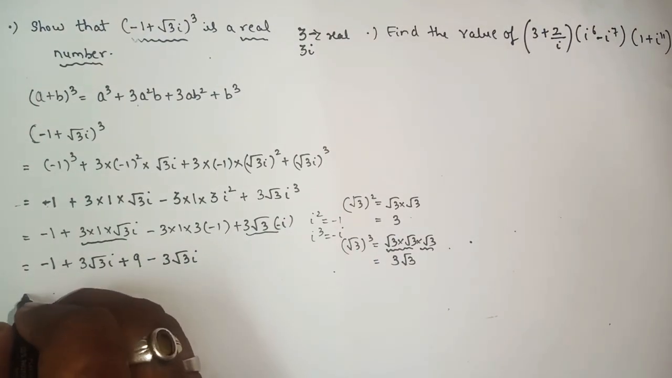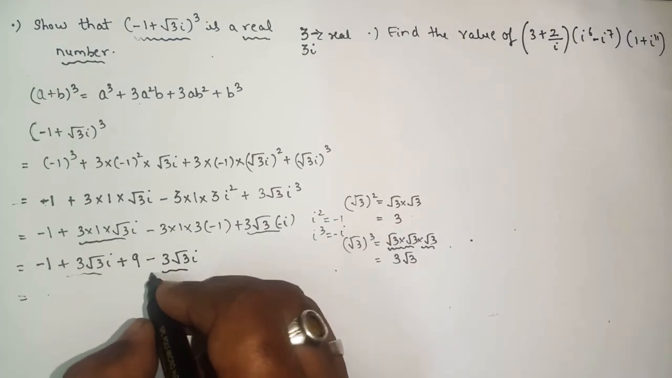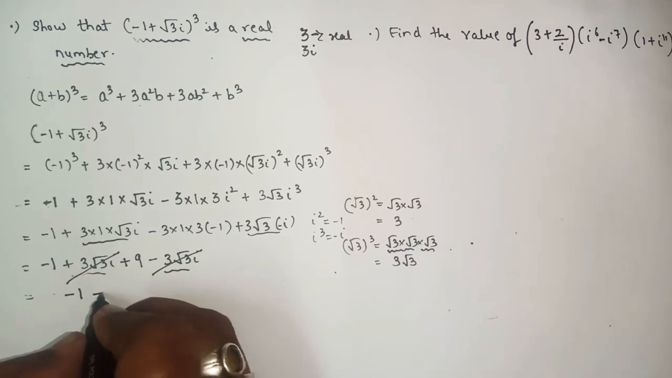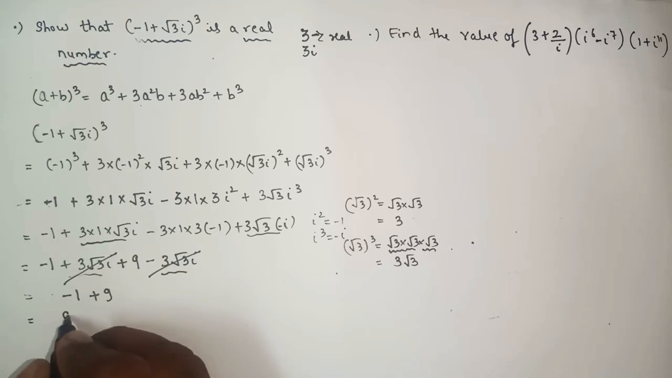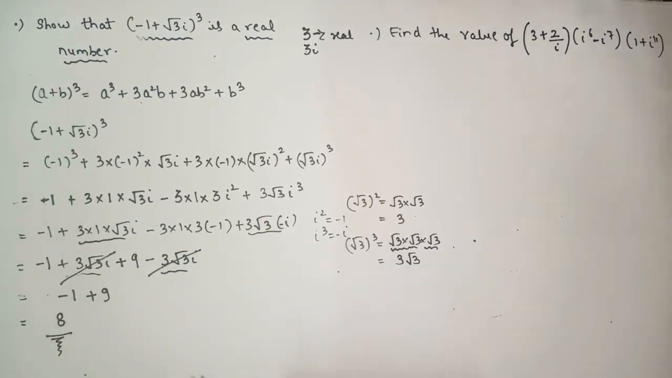So next part, clearly we can see that here we are getting the same term with the opposite symbol, so we can cancel this part. So here we are left with minus 1 plus 9. So what is minus 1 plus 9? Here you will get 8. So can I say here the final answer we got is 8, and that 8 is without i.